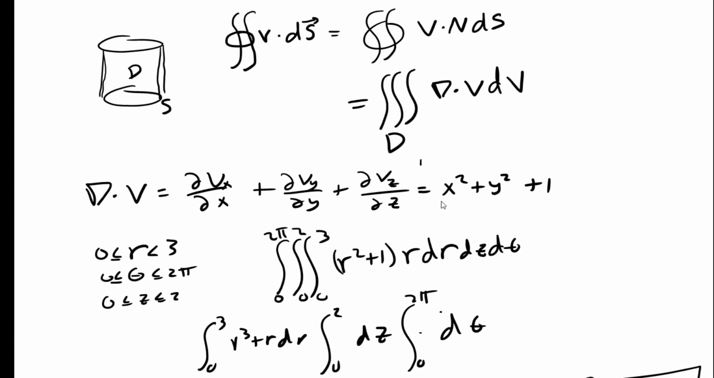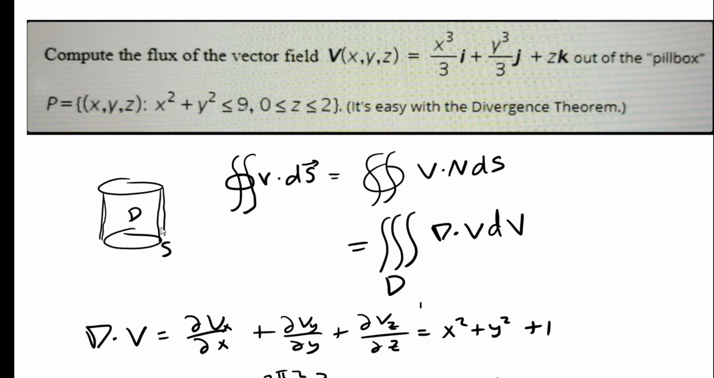Okay, so questions on divergence theorem. If I'm integrating over a closed surface, I can take this flux integral, where I'm doing v dot dS, and change it into a regular triple integral, where I'm integrating the divergence.